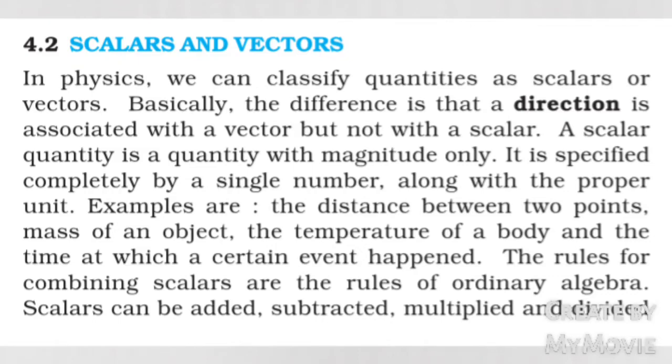Scalars and vectors. In physics, we can classify quantities as scalars or vectors. Basically, the difference is that a direction is associated with a vector but not with a scalar. A scalar quantity is a quantity with magnitude only. It is specified completely by a single number, along with a proper unit.